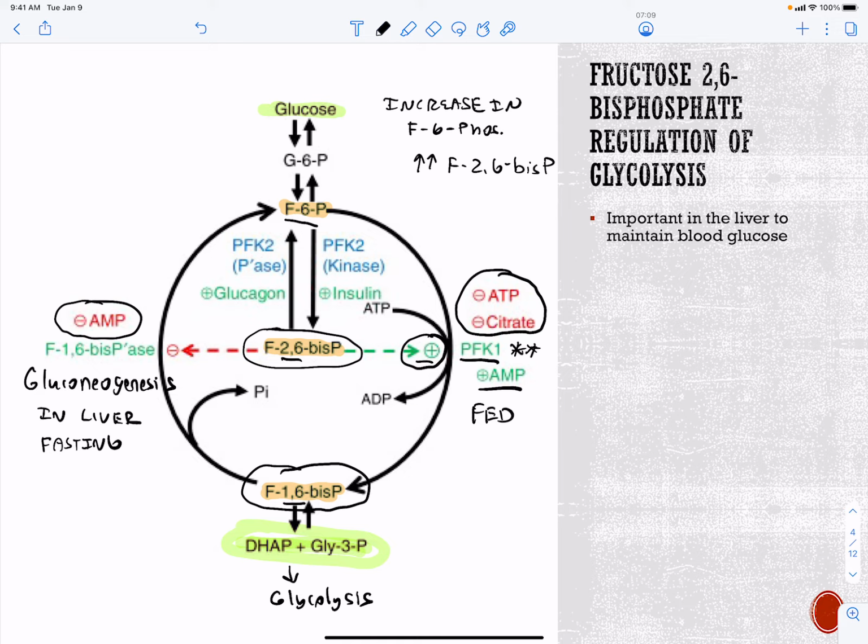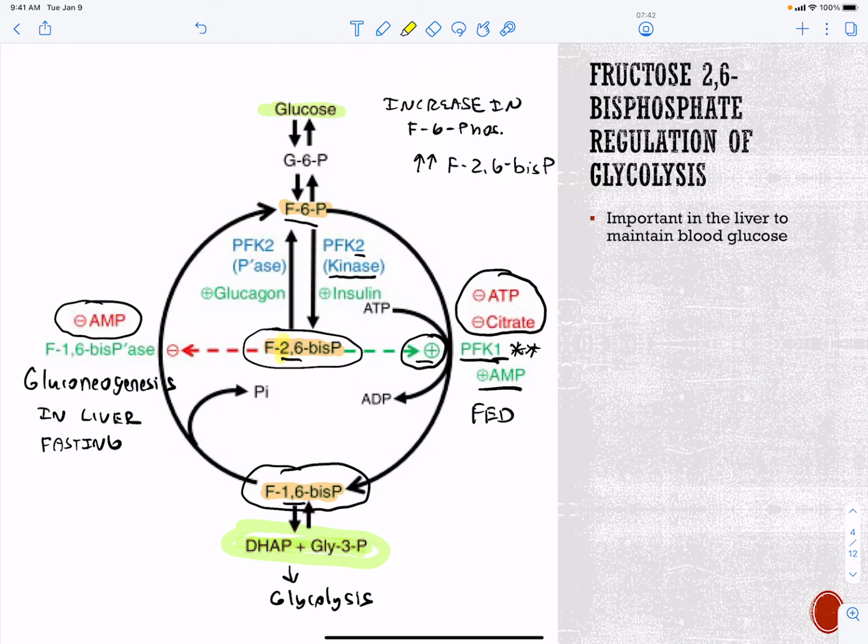Okay, so apart from this, you can see here that we have two enzymes that are involved in the formation of fructose 2,6-bisphosphate or its breakdown into fructose 6-phosphate. And it's the same story. We have a kinase that's going to add a phosphate, and in this case, it's phosphofructokinase 2, not phosphofructokinase 1. And phosphofructokinase 2 adds a phosphate to that 2 position.